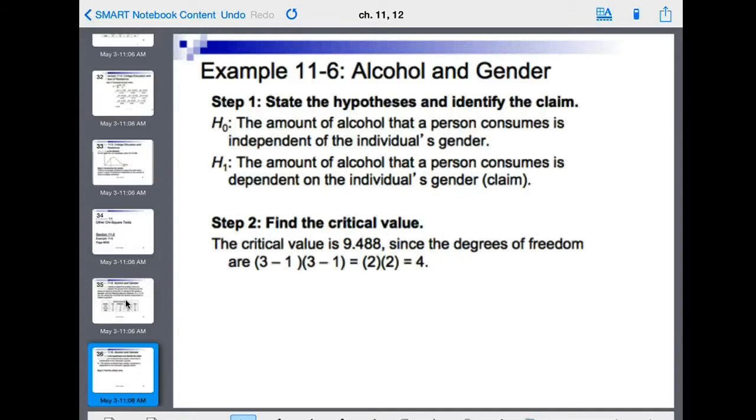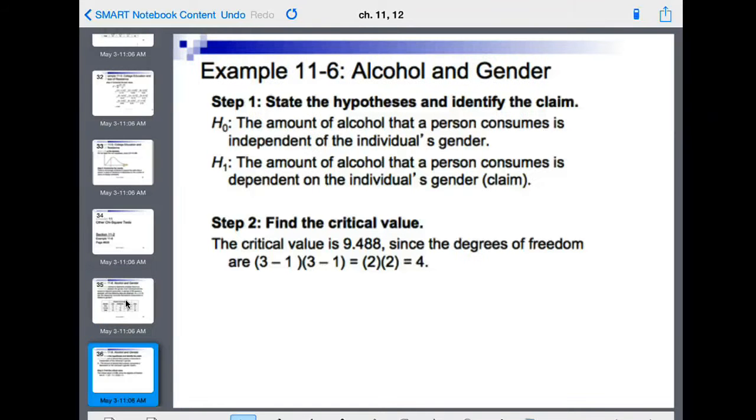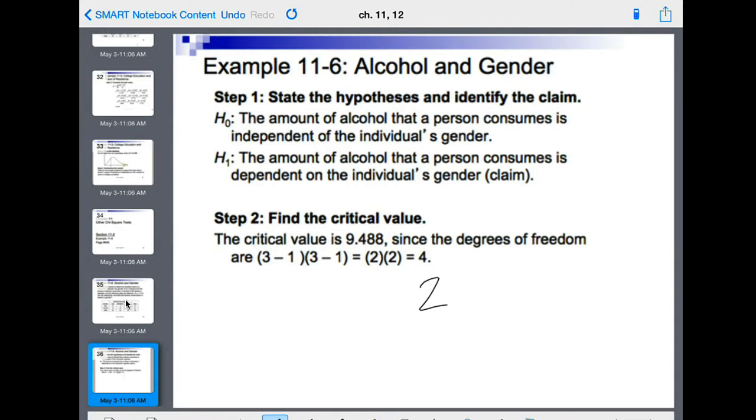Critical value. Now this one's a critical value. I think they got the two critical values mixed up. We have 2 rows and 3 columns, so the degrees of freedom should be 2. So this one's a little off here. This one should be 2 degrees of freedom. 2 degrees of freedom at 0.10 should be 4.605. So this one's a little bit off here.